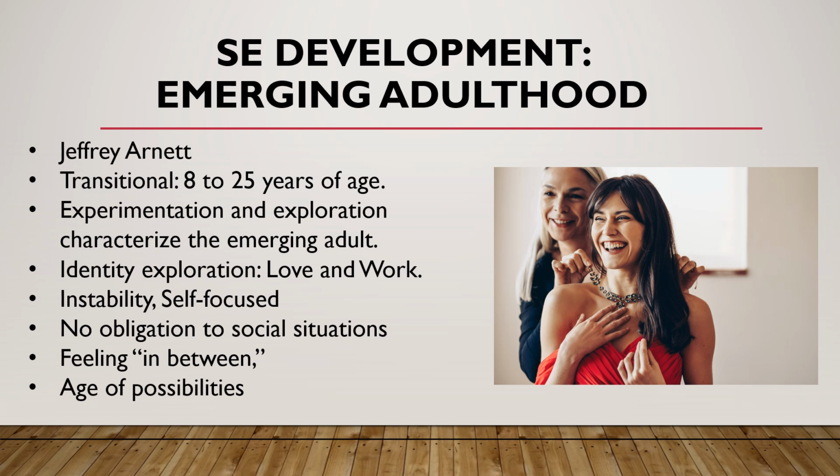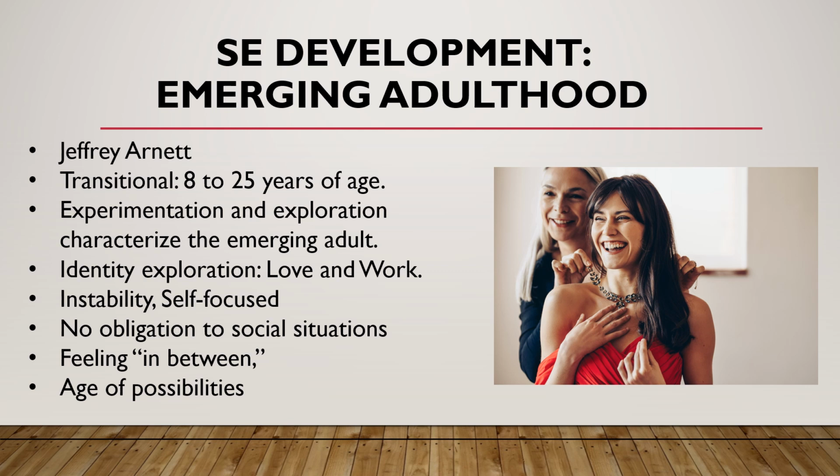Okay? Social emotional development in emerging adulthood. According to Jeffrey Arnett, emerging adulthood is a transitional period from adolescence to adulthood. The age range of emerging adulthood is approximately 18 to 25 years. I know most of the college students are around that age. Experimentation and exploration characterize the emerging adult.